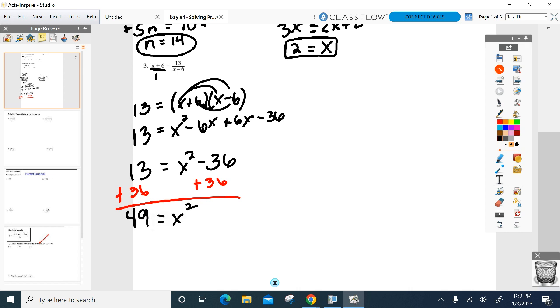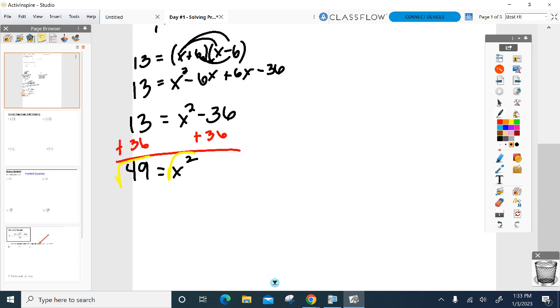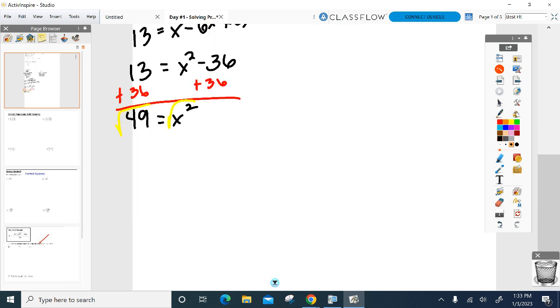Now that it's all by itself, I can take the square root. And here's where all of us are going to fall into the second trap. You're only going to get half credit for this one. We're missing something. x equals 7, and also negative 7. When you take the square root of a number, you get the positive and the negative version. Watch out for that.